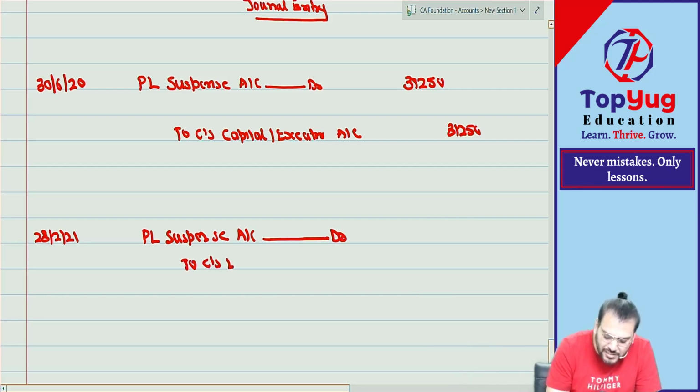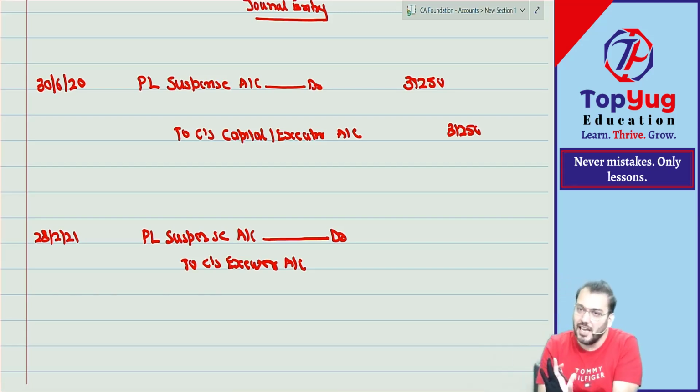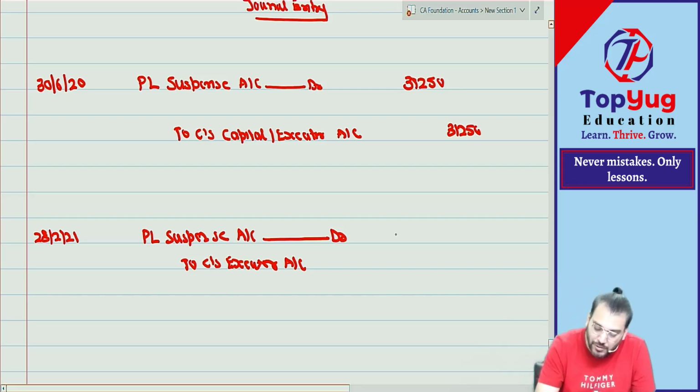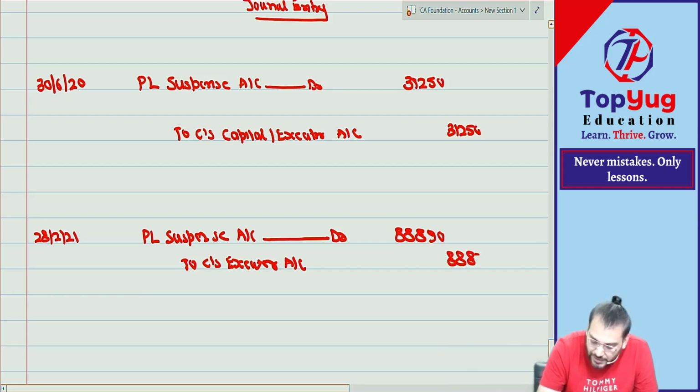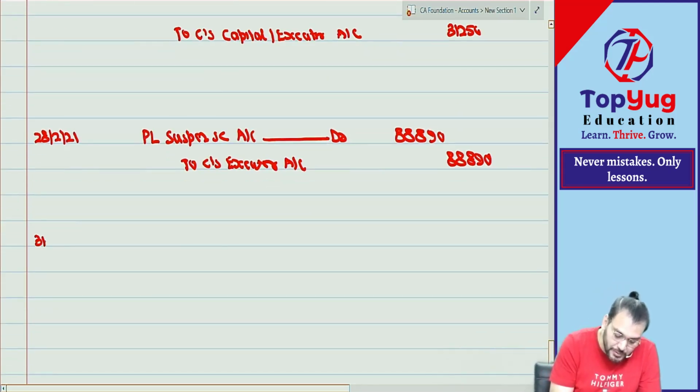Now the executor will come, because capital account is permanently closed. On the date of event, capital account is closed by transfer to his executor account. So now I can see C's executor account only. What was the amount? 88,890. Then at year end, what will we do?